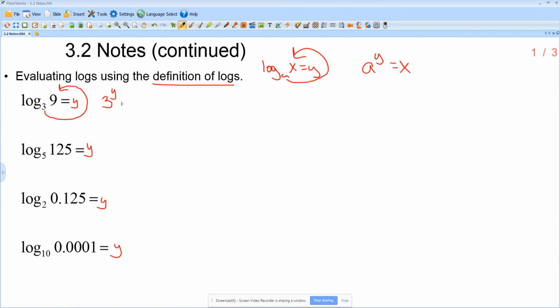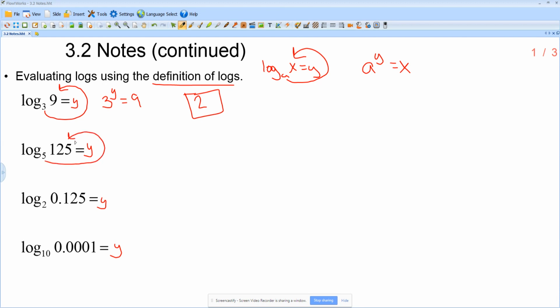3 to the y equals 9. So you ask yourself, well, 3 to what power gives me 9? The answer to this is just 2. You don't necessarily need the y equals 2 because there wasn't originally a y. But when I have log base 3 of 9, what that is saying is 3 to some power gives me 9, which would be the second power.